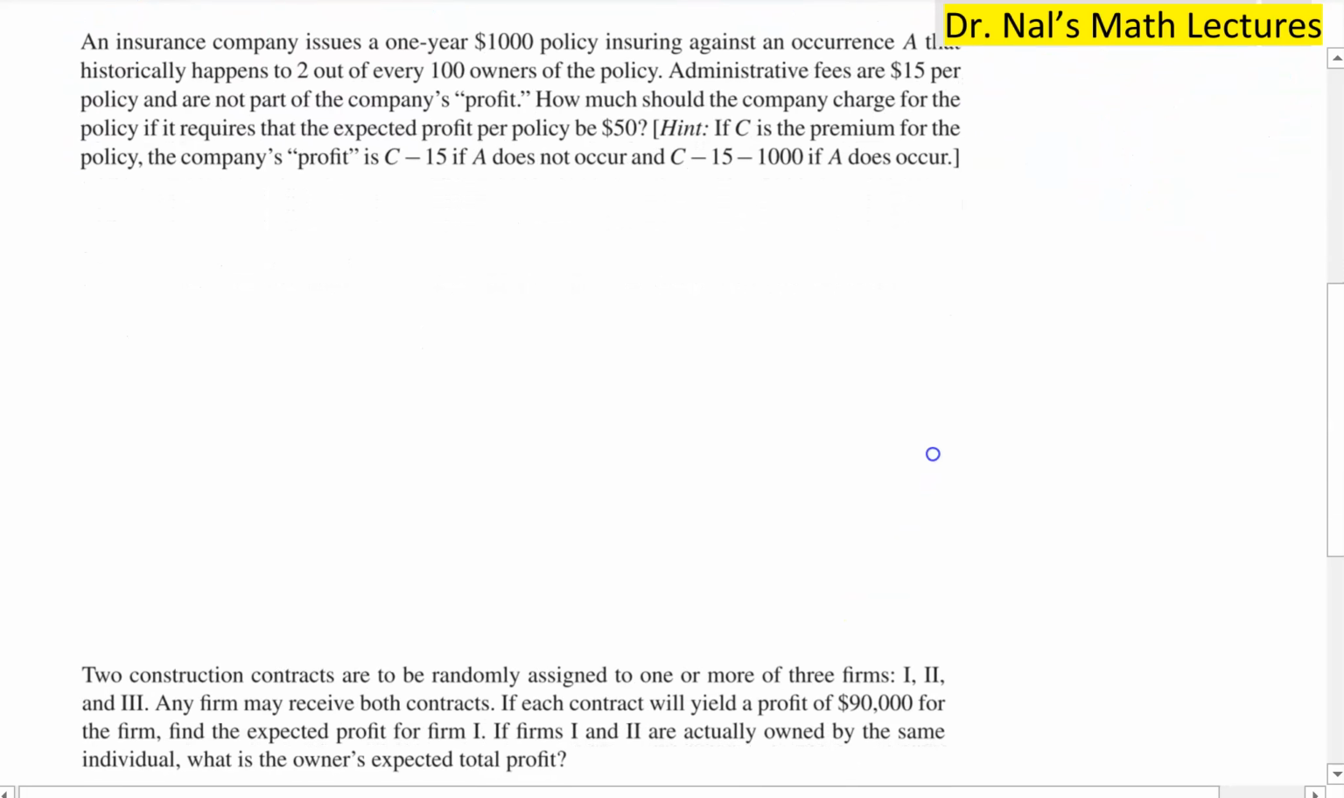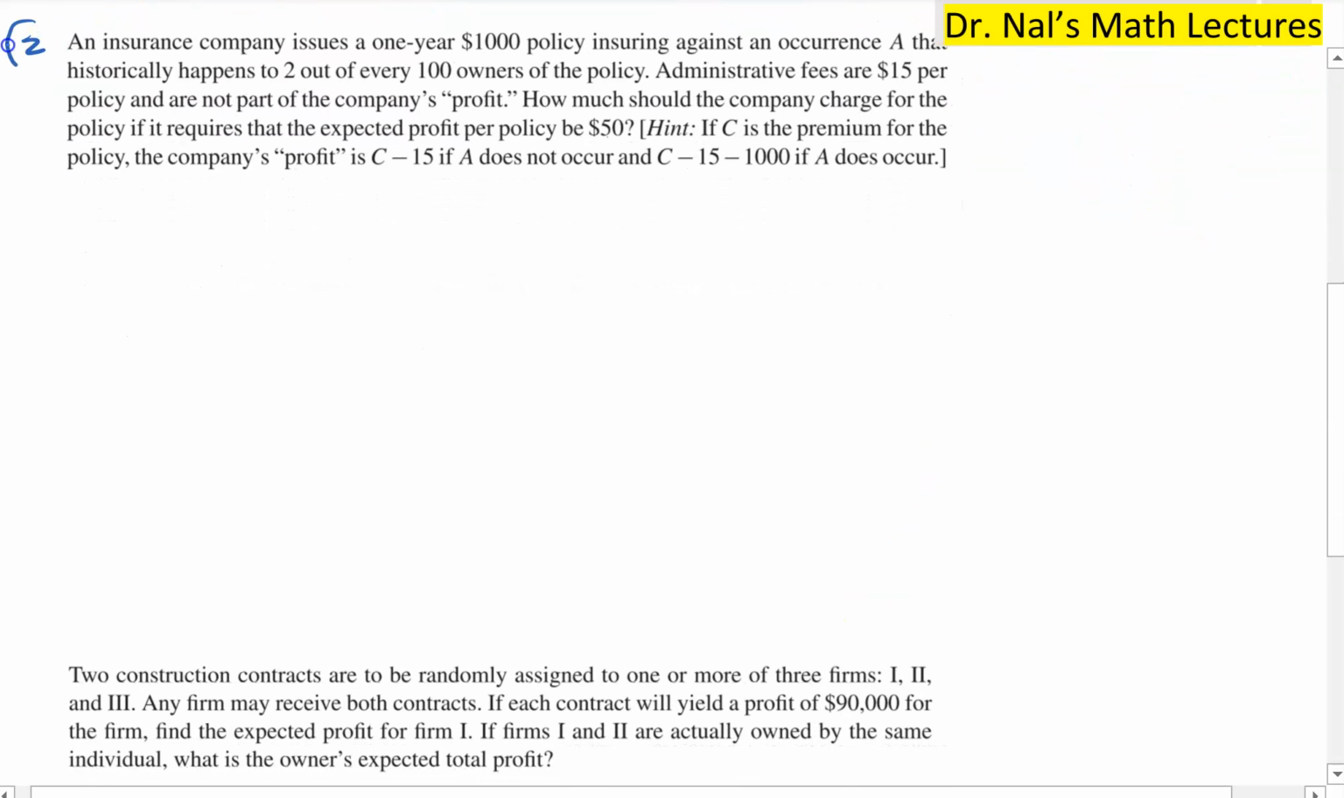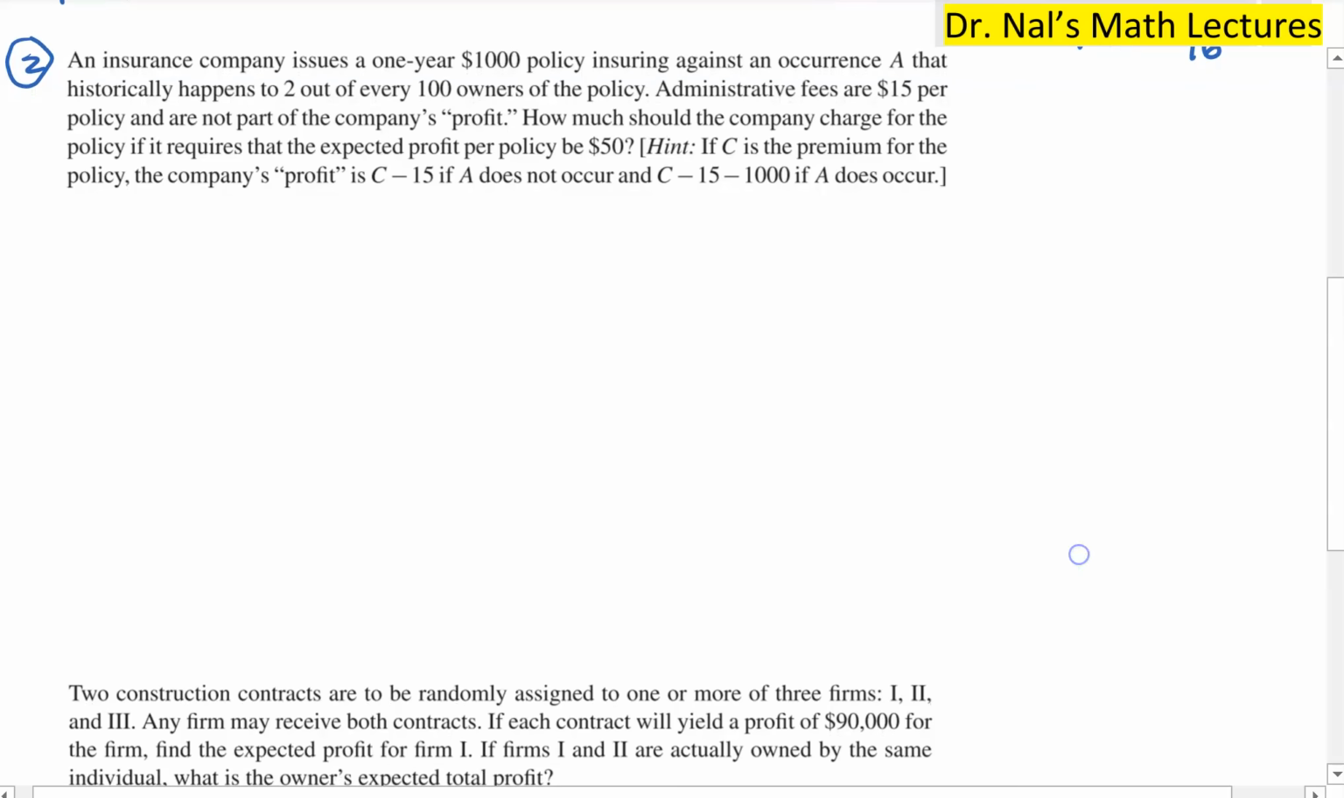All right, so the second problem, here you go, question number 2. So we have an insurance company which issues a 1-year $1,000 policy insuring against an occurrence A that historically happens 2 out of 100 owners of that policy. So the probability of that occurrence A happening is 2%, I should say. And whenever it happens, it costs the insurance company $1,000. So there's a 98% chance nothing will happen.